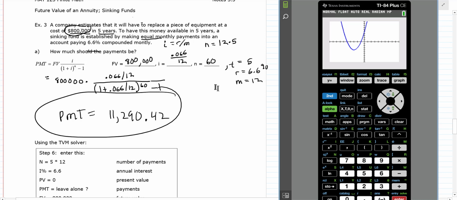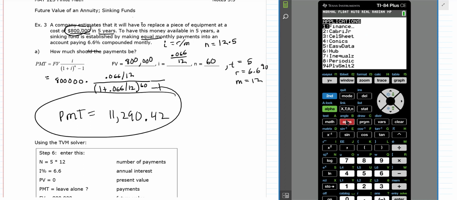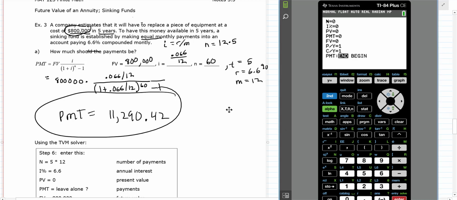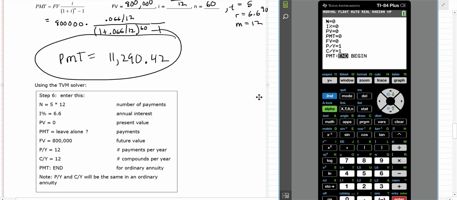So I'm going to review how you do the TVM solver. You press the apps button first. Do this with me so we review and you're reminded of how to do this. Go to apps, finance, then press enter. That's where the TVM solver is, then press enter again. You have to know how to set everything up in the TVM solver.